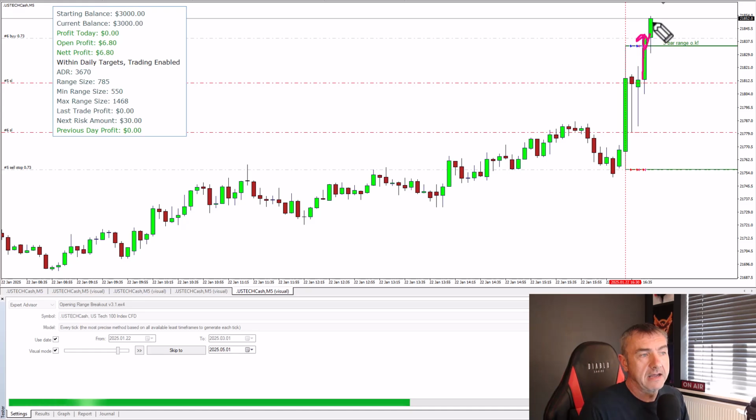We've gone long here, and now the market has started to take off. You can see the stop losses are placed here and here. That is the stop loss for the short orders, and that is the stop loss for the long orders. So we'll let that one play out and see where we go.